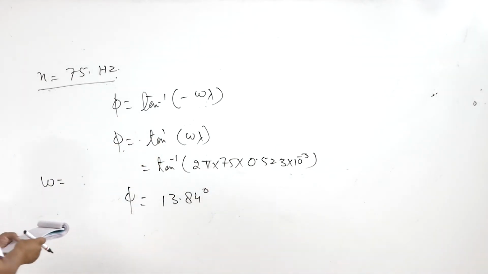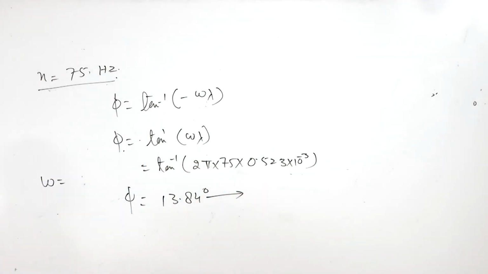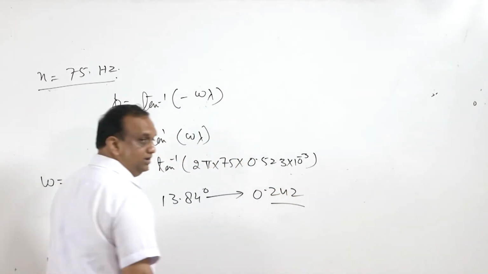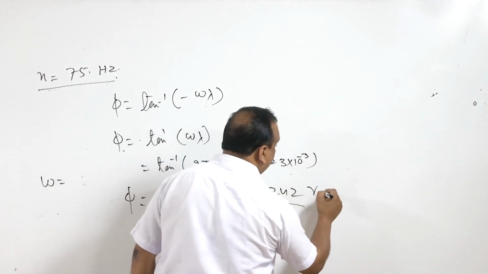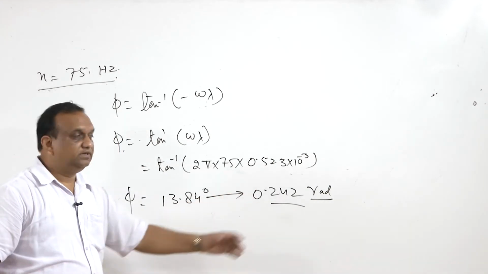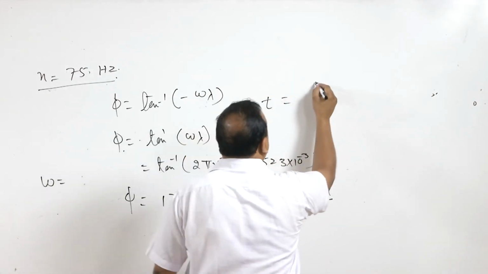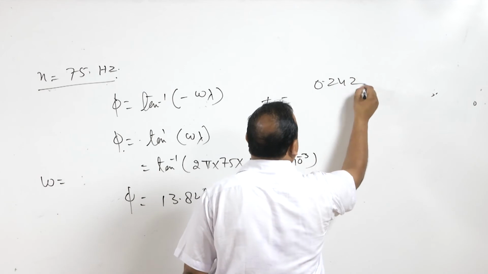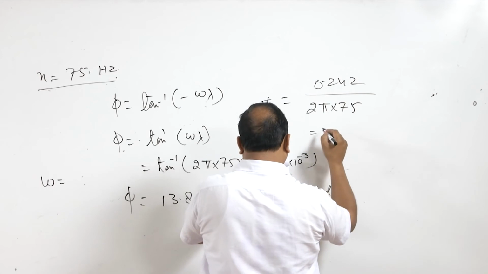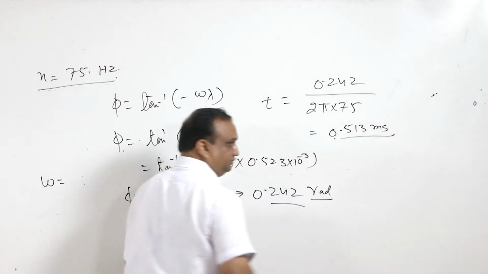Now this degree will again be converted into radians just by dividing by 180 and multiplying by pi, and the radian is 0.242. Once we have converted this phase lag into radians, now omega is with us, we can find the value of time, that is phase lag 0.242 divided by 2 pi into 75, and this time is going to be 0.513 milliseconds.